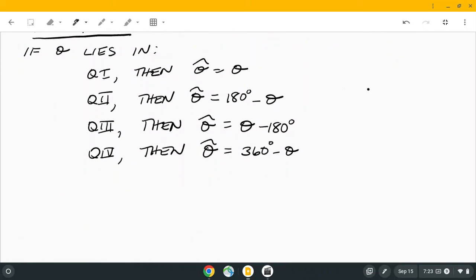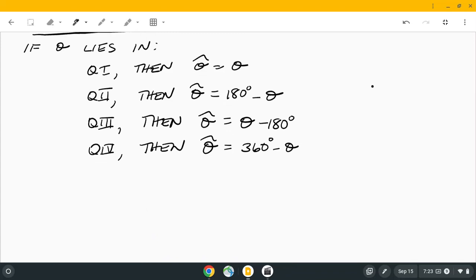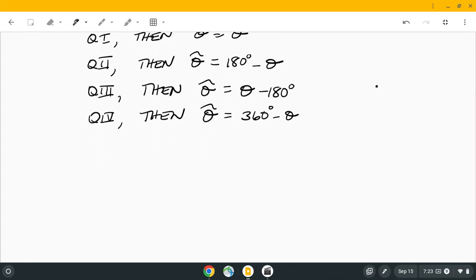All right, so we have a reference angle theorem.